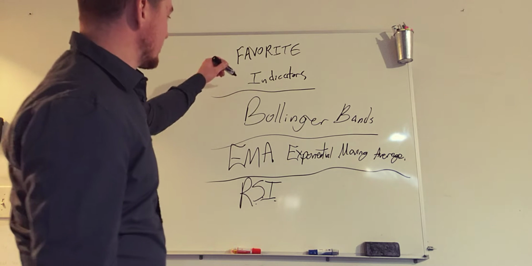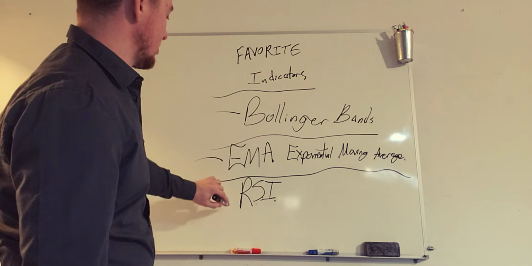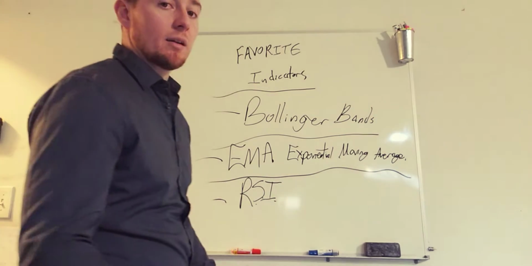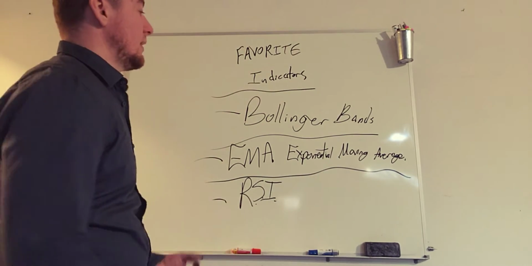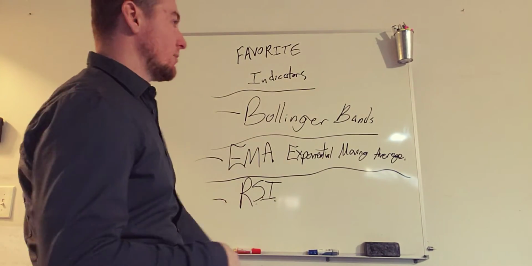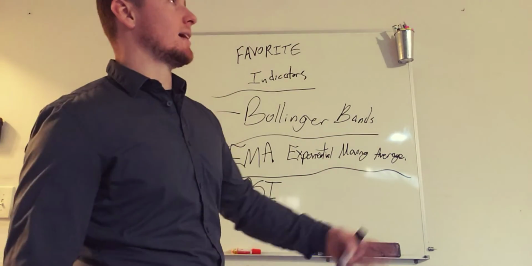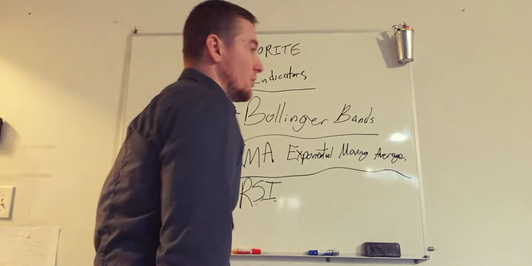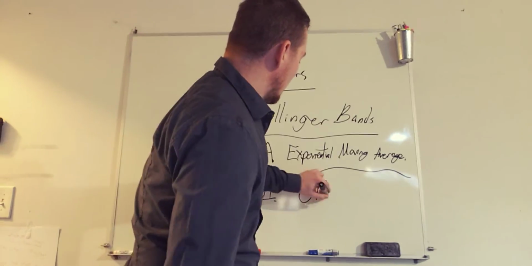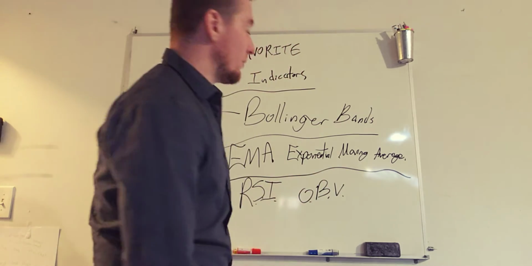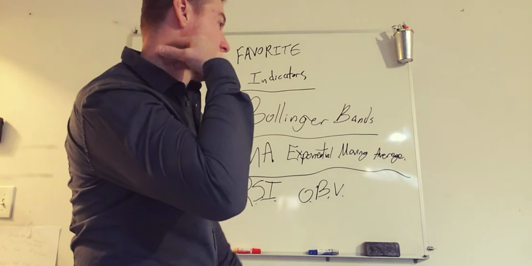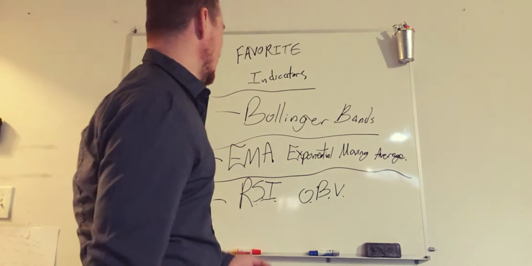So my favorite indicators: Bollinger Bands, exponential moving average, RSI. Why don't I use moving average? Well, you can. You can blend anything you want to make it work for you. There are so many indicators: average true range, MACD, RSI, on balance volume, which is actually a pretty good indicator. On balance volume gives you an idea of where the volume is picking up, and it's a balanced moving average type of indicator for volume.